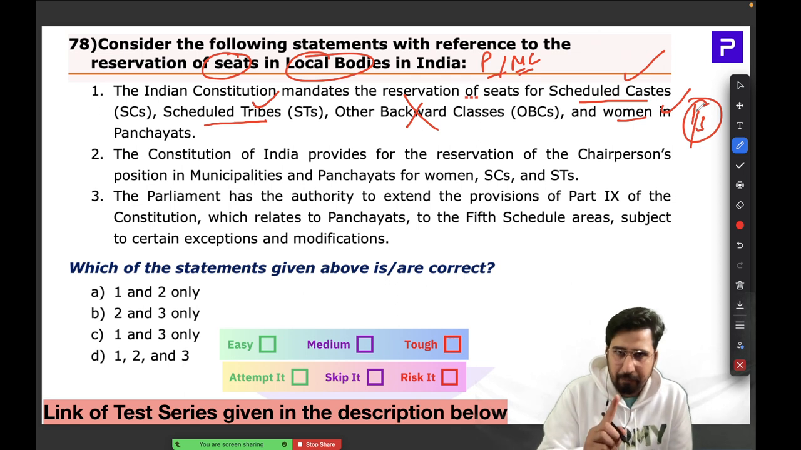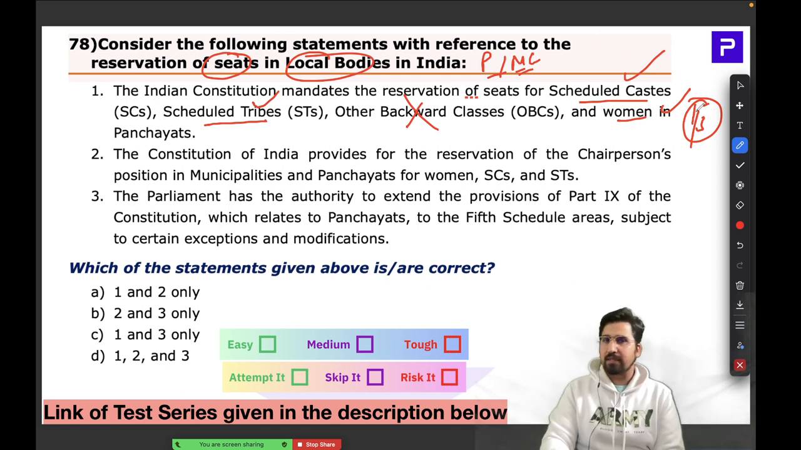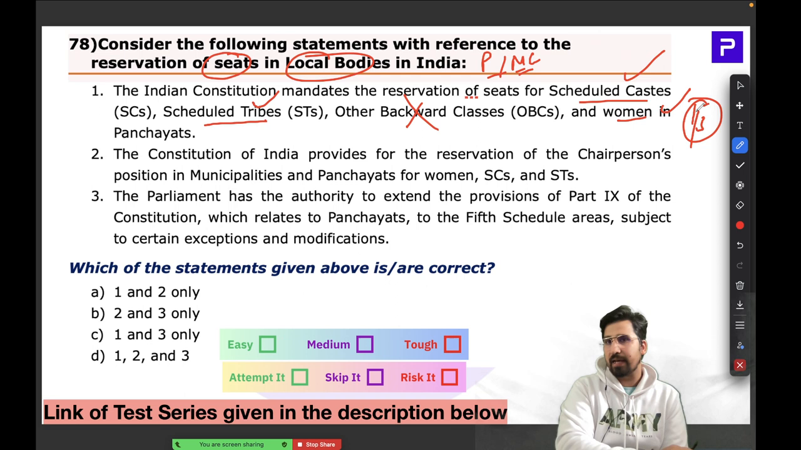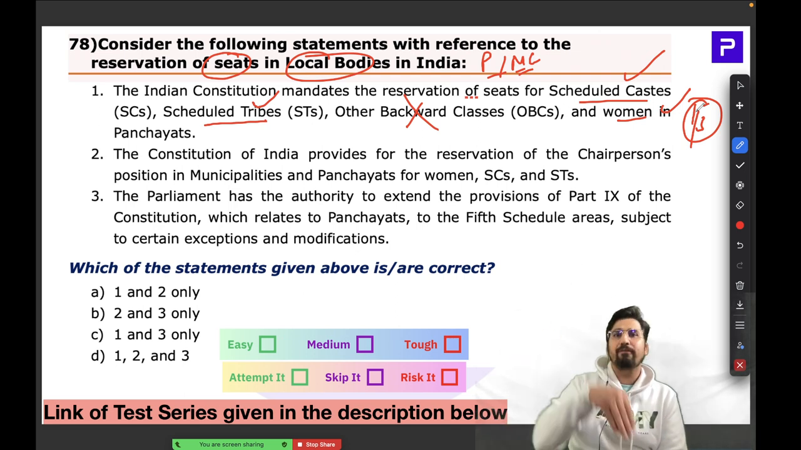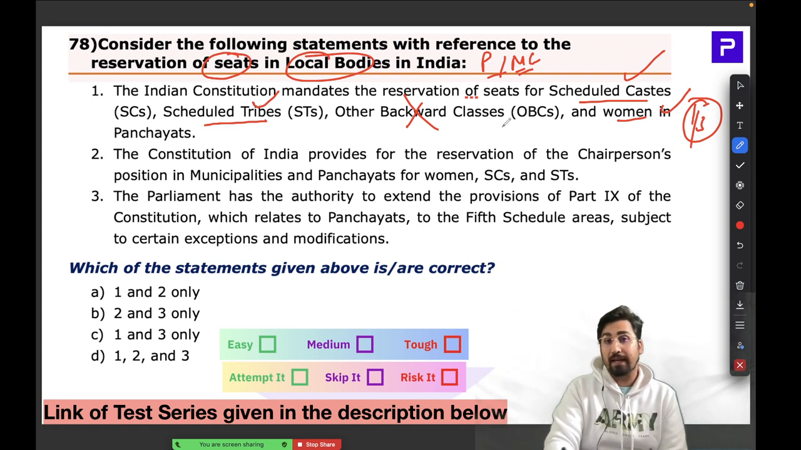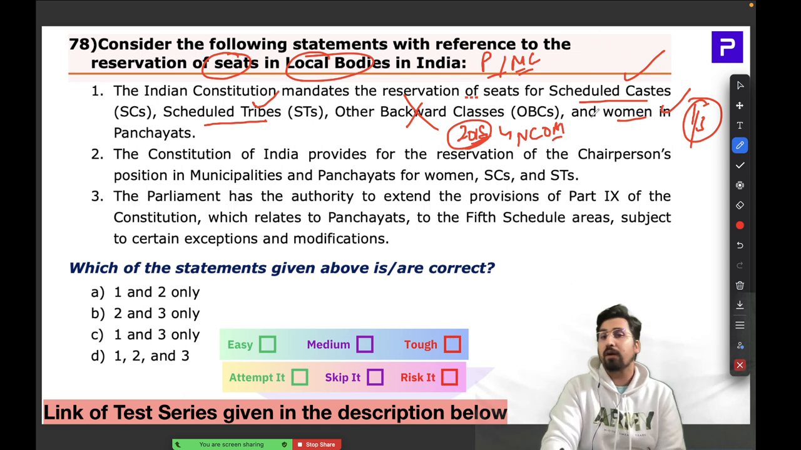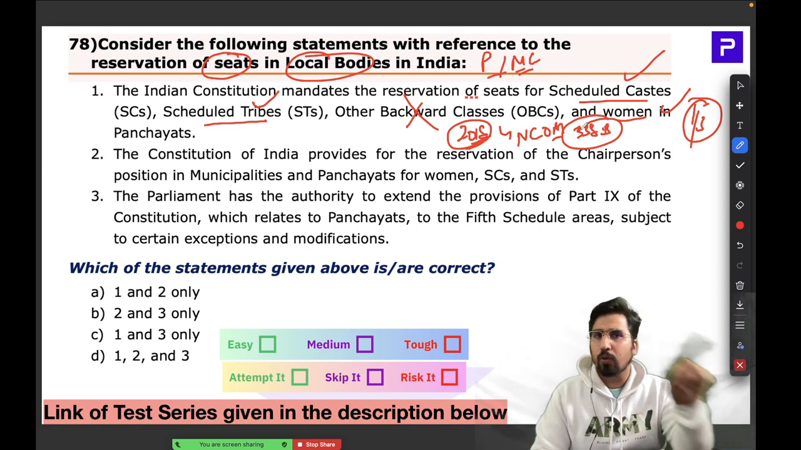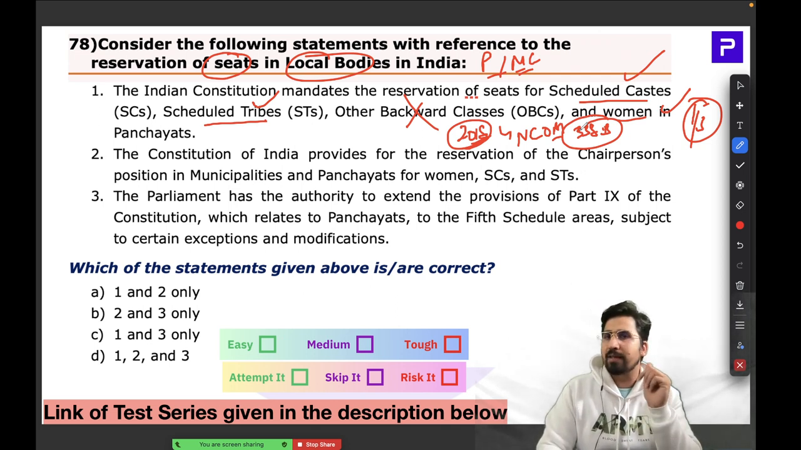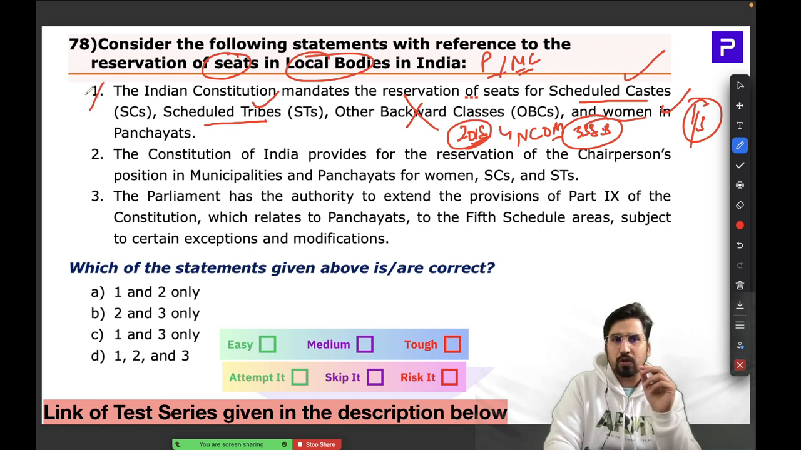So please remember the original provisions of the reservation, because OBCs emerged later on, guys. The original provisions of the reservation were only for SC, ST and women. OBC actually arrived later on, and that is the reason in 2018 only we have got a national commission on OBCs. Very recently we have got Article 338B, and that is why OBCs are not by default included in the Lok Sabha or the local bodies reservation process, right? So the first statement is not correct.